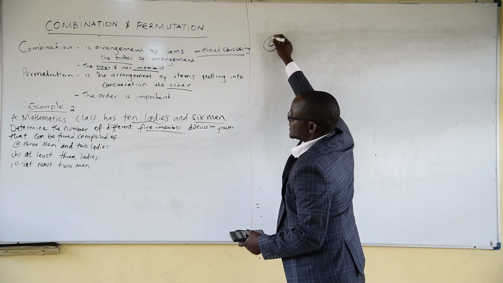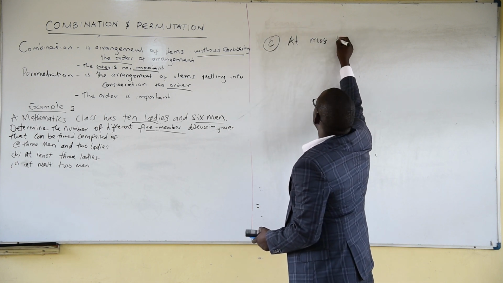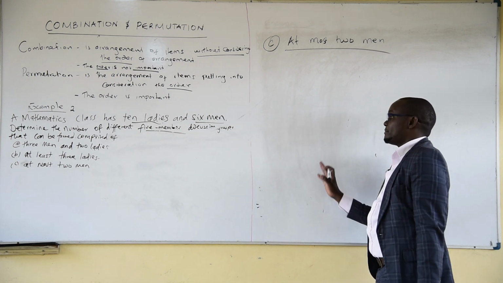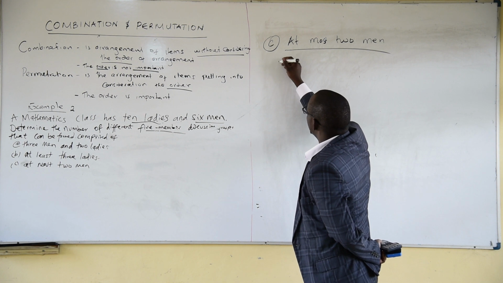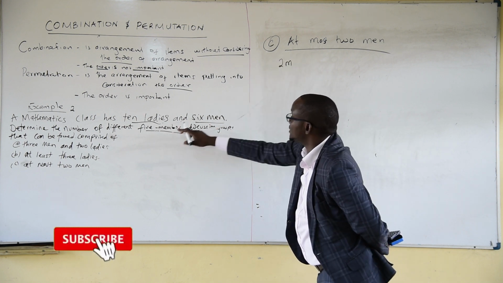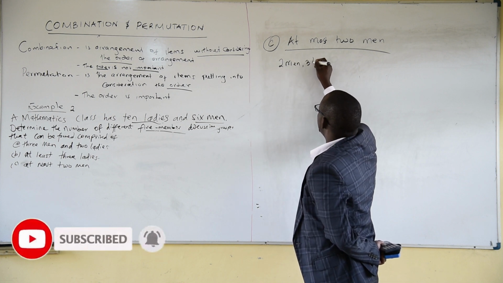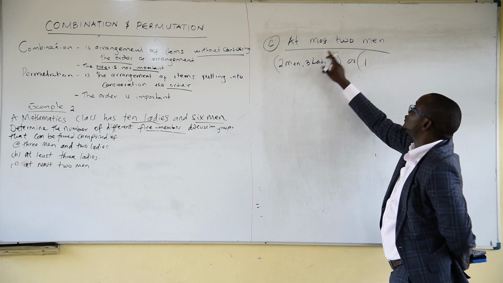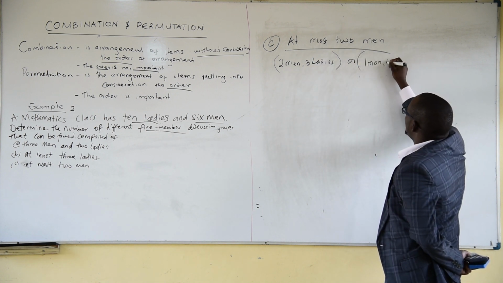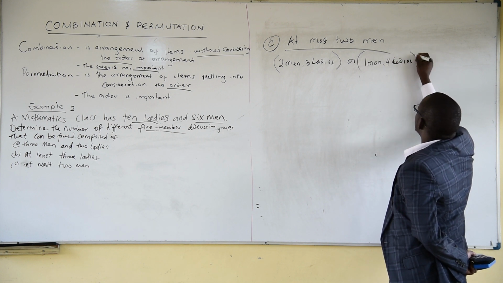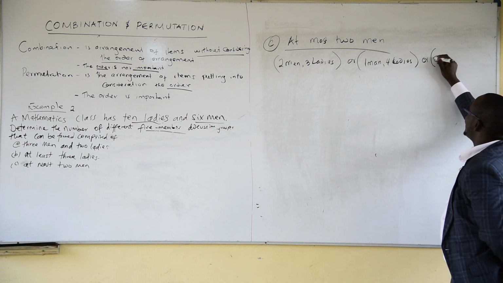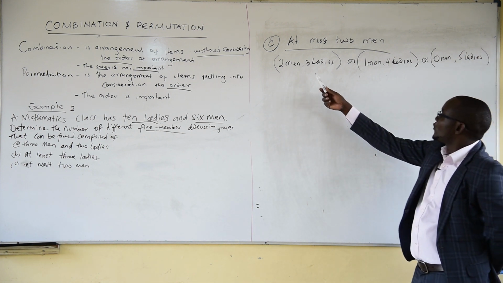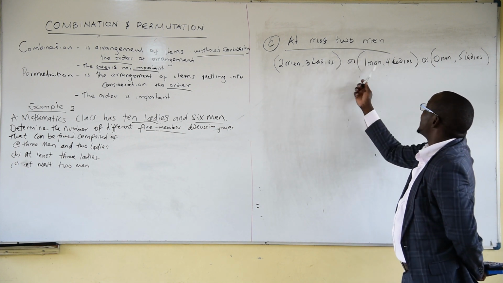For C, we are told at most 2 men. So from these 5-member discussion groups, we don't need more than 2 men. That means we can have 2 men and 3 ladies. Or, remember it's at most, 1 man and 4 ladies. Or we can also have 0 men and 5 ladies. So it is either 2 men, 1 man, or 0 men.